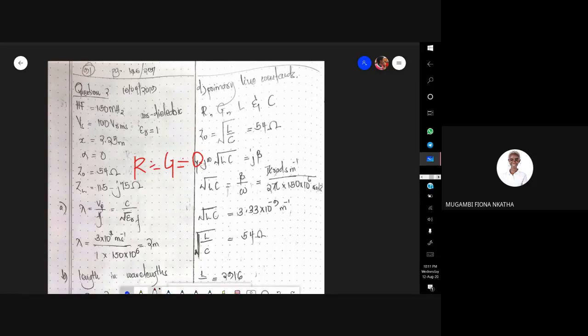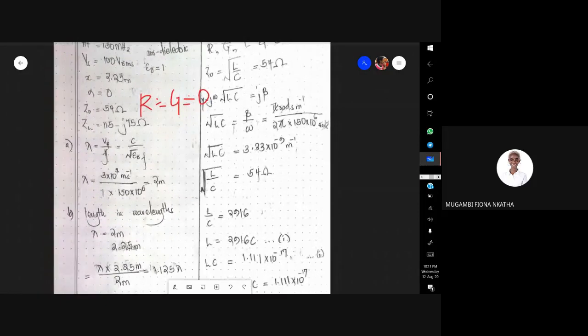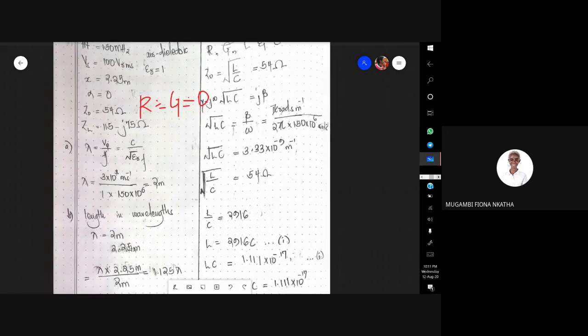Okay, so to find the wavelength, we'll say phase velocity divided by frequency, but phase velocity is speed of light divided by the root of the dielectric constant. And we were told that's an air dielectric, so the relative permittivity is 1. So when you input those values there, you get your wavelength as 2 meters.